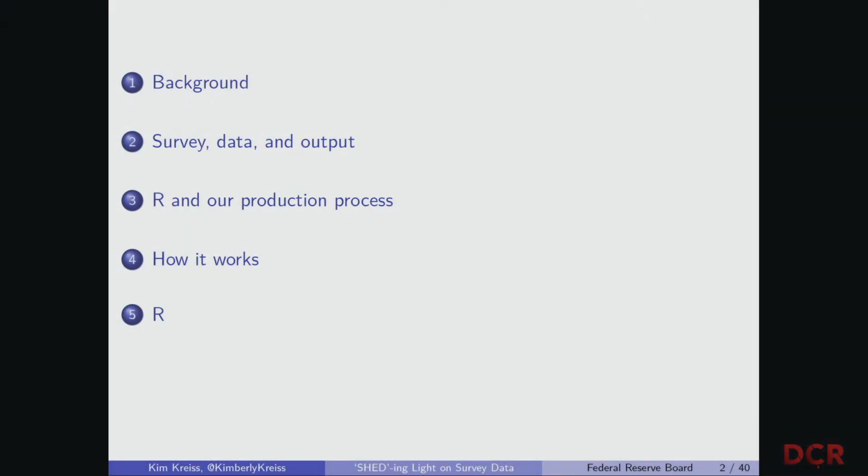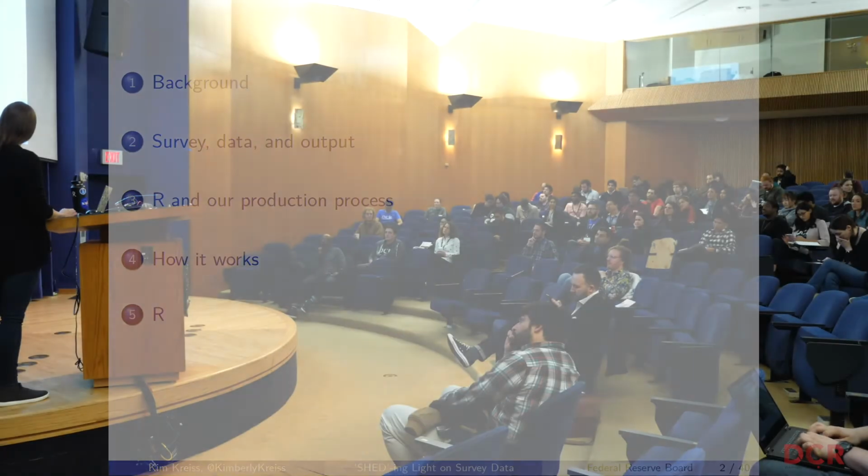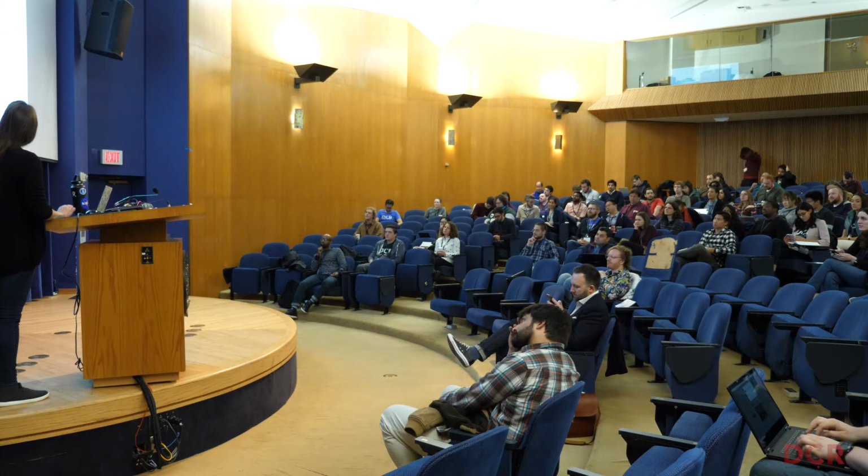So my section does an annual survey every year, and I'm going to talk today about some work we've done to use R to automate some of our production processes for that survey. So just a brief overview of the talk. I'll give a little bit of background on the survey, context, more on the survey data, and what we want the data to look like. Then I'm going to spend the rest of the time talking about how R fits into that, how it works, and then showing some code.